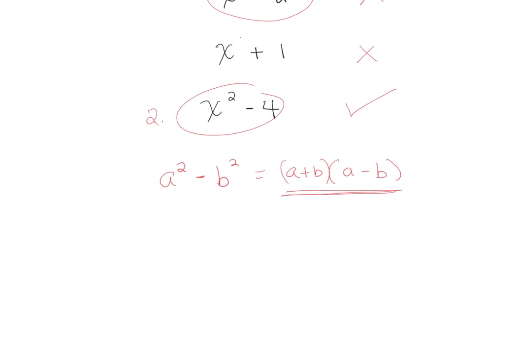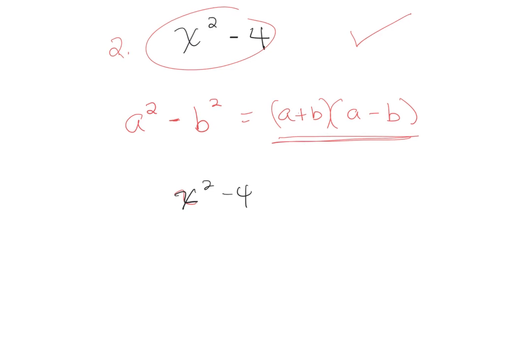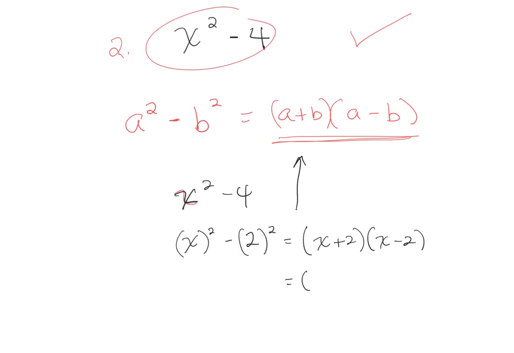When we have x squared minus 4, we can think of that as two terms squared. X is squared, 2 is squared, and we can use that formula right above. That means it's going to be x plus 2 times x minus 2. Can you write that in the reverse order? Sure. X minus 2 times x plus 2.